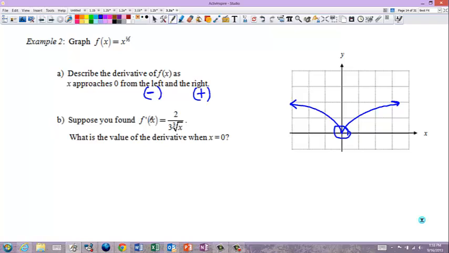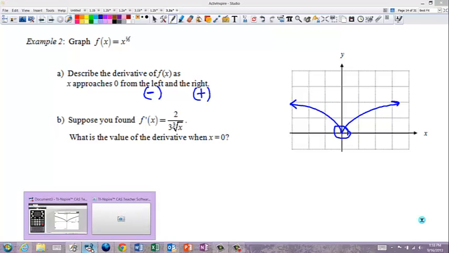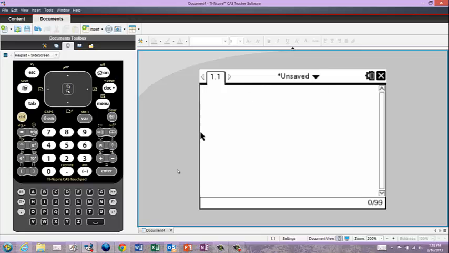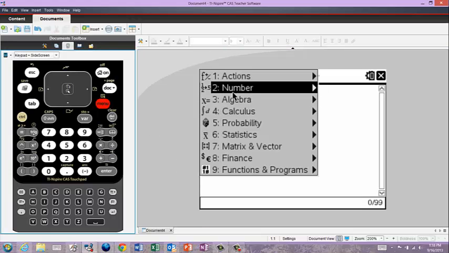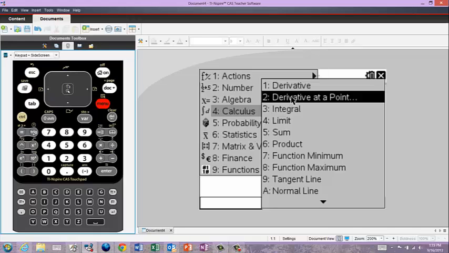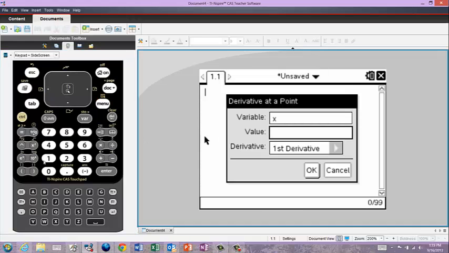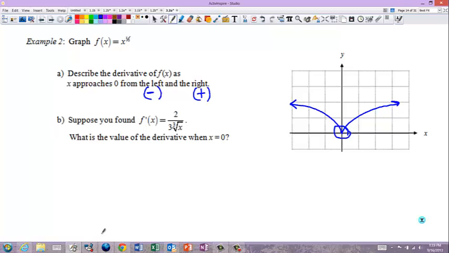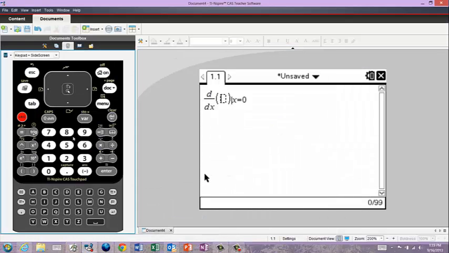It says, suppose you found f prime of x equals 2 over 3 cube root of x. What is the value of the derivative when x is 0? We're actually going to do that on our calculator. To find a derivative on your calculator, new document, add calculator. We go menu, we are in calculus. We want to find the derivative at a point, and our value is 0, and it's 2 over 3 times the cube root of x.